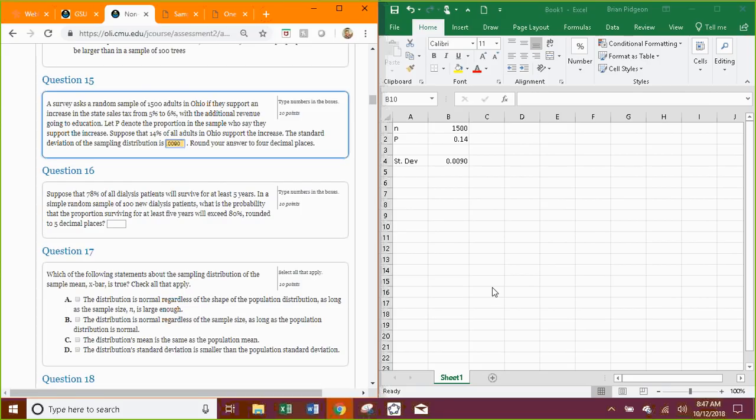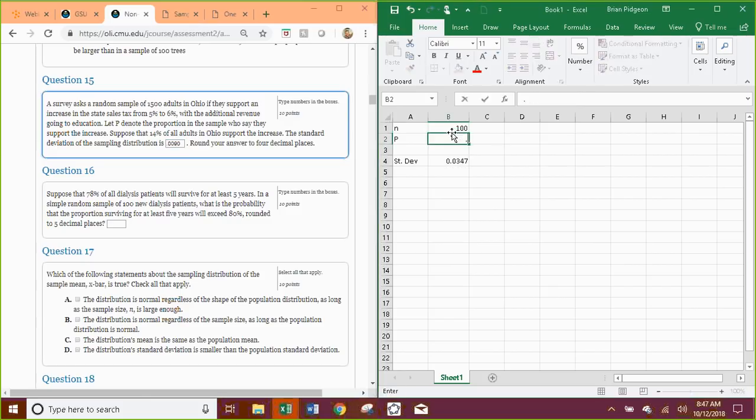There we go. Okay. Number 16, suppose that 78% of all dialysis patients will survive at least 5 years. In a simple random sample of 100, what is the probability that the proportion surviving will exceed 0.8? So in this case, our n is 100. P is 0.78. And here, look what happened. It automatically calculated the standard deviation, because of the way that I defined it: the square root of P times 1 minus P over n. So we need that value to answer the question.